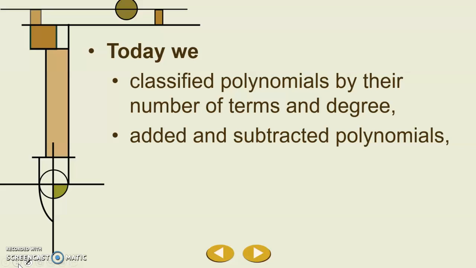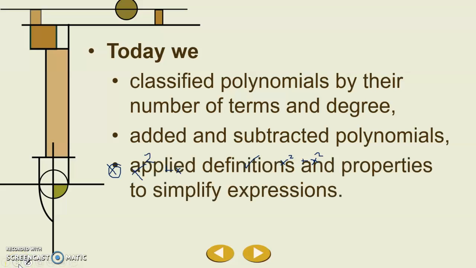We also added and subtracted polynomials by combining like terms. Remember, in order for something to be considered a like term, it has to have the same variable being raised to the same exponent. So we cannot combine x squared and x. They're the same variable, but not the same exponent. We can combine x squared and x squared. In fact, 1x squared plus 1x squared equals 2x squared. We also applied the definitions and properties to simplify expressions.